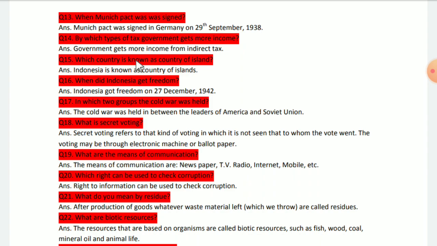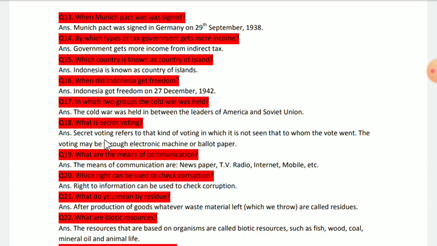Which country is known as country of island? Indonesia is known as country of island. Next question. When did Indonesia get freedom? Indonesia got freedom on 27th December 1942. In which two groups the Cold War was held? The Cold War was held in between the leaders of America and Soviet Union.